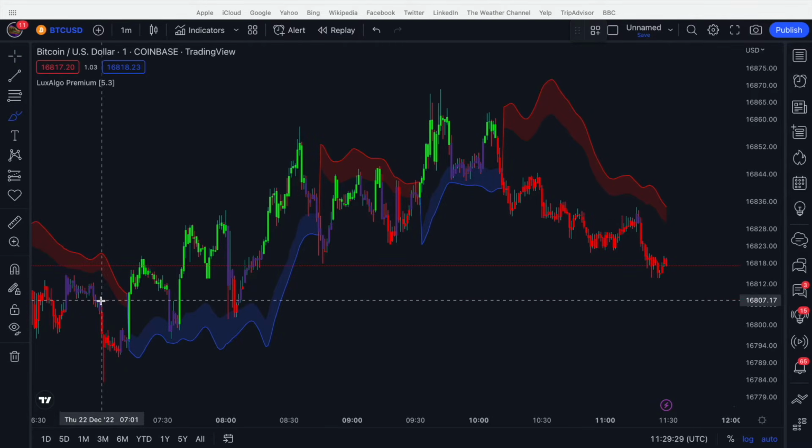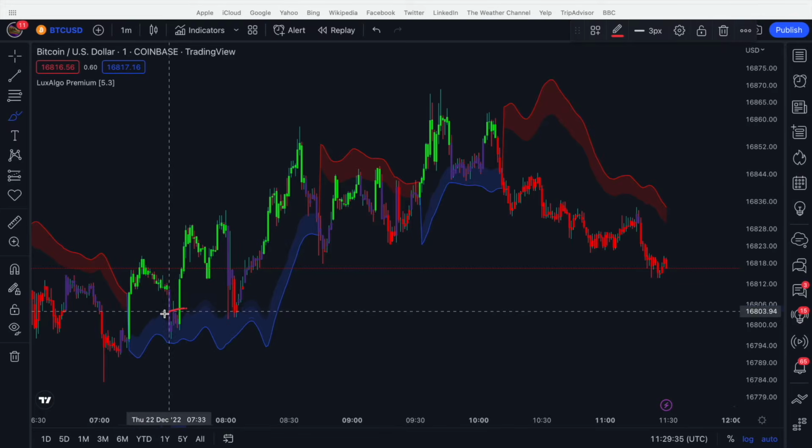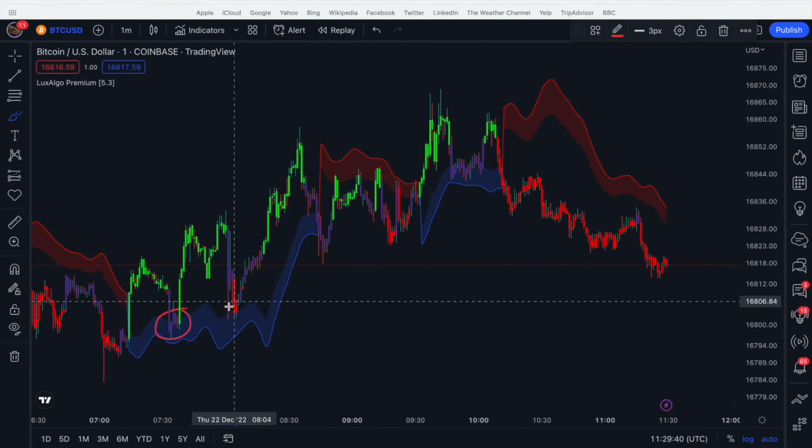It may seem a bit confusing, but let me show you how we may want to use it for our entries. So the price comes up and we see it comes into this blue cloud. Consider this blue cloud now as a support. So we bounce off of this area. The price goes up, it comes down. Another perfect entry. So consider these perfect long entries for your scalping.